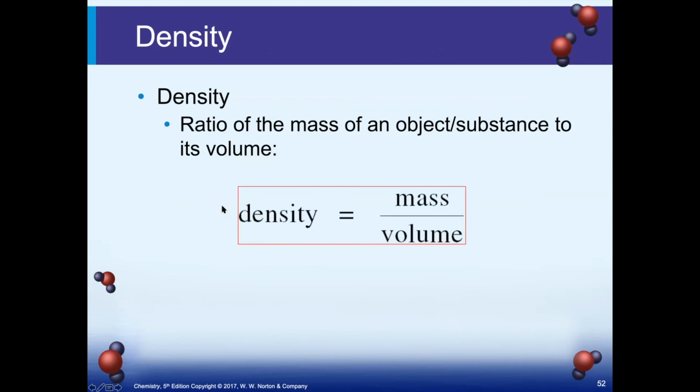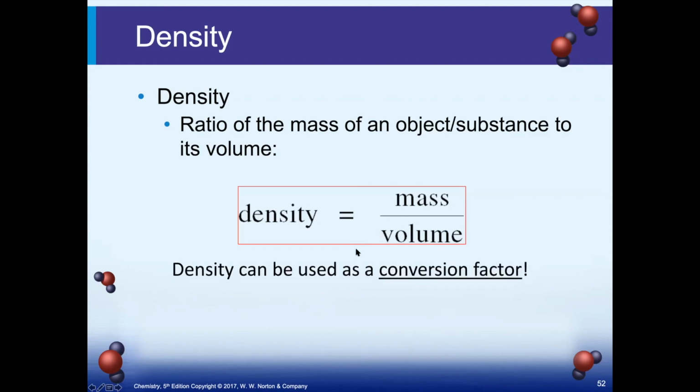So here's the equation, if you want, for density. It's just mass divided by volume. D equals m over v, if you learned it that way. And it's an equivalency. A certain amount of mass is a certain amount of volume for a given substance. All right, and so because it is an equivalency that relates mass to volume, we can use it as a conversion factor.